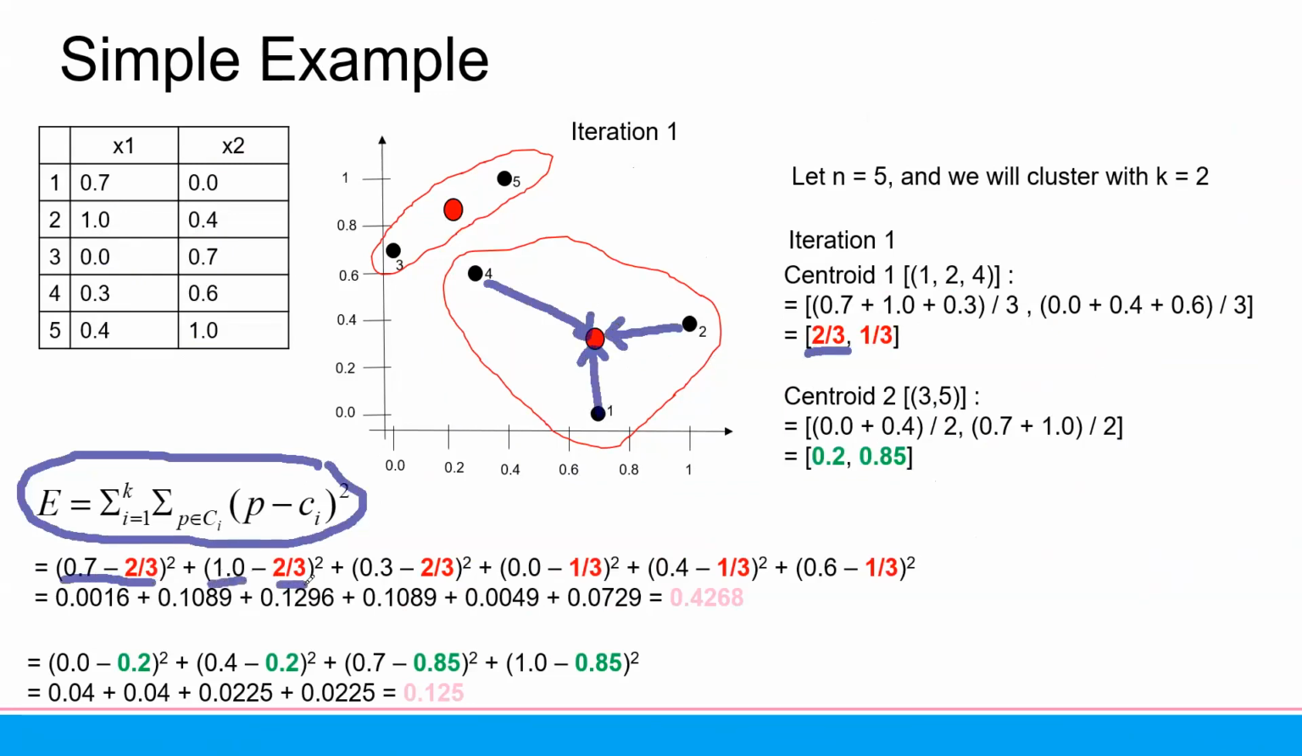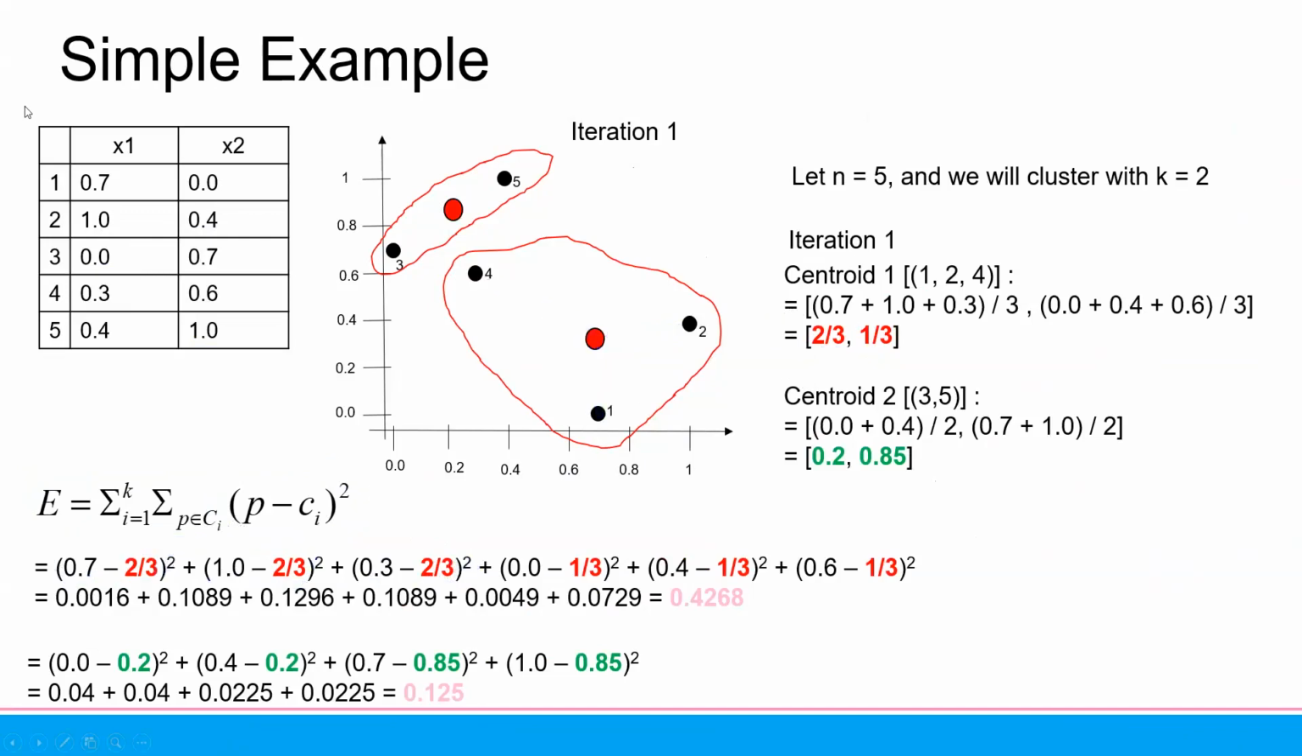1.0 minus 2/3. 2/3 is the center. 0.3 minus 2/3. 2/3 is the center for the x1. And then for every one of these, it will be squared based on this formula. This is for the x1. What about the x2?